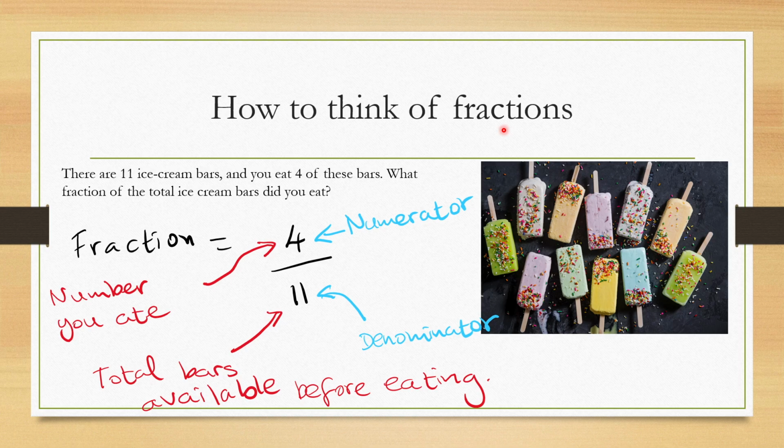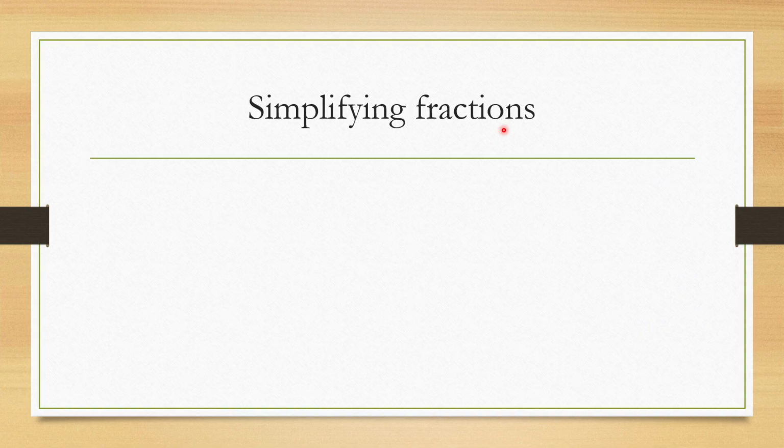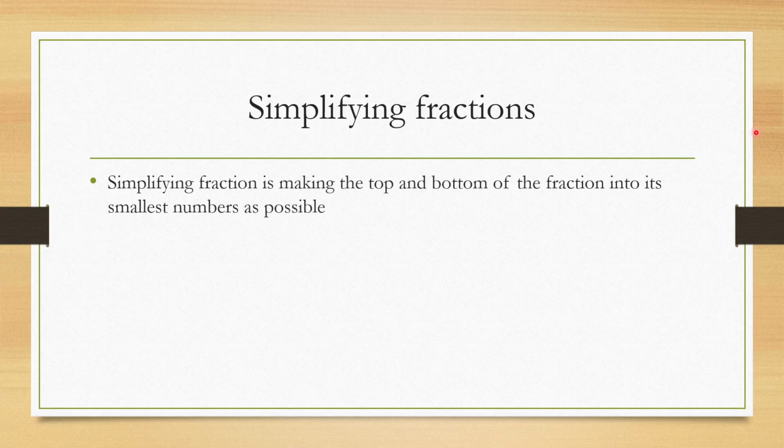So let's move on to simplifying fractions. What does it mean when you're simplifying a fraction? Simplifying a fraction is when you're making the top and the bottom of the fraction into the smallest numbers possible. When you're doing this, you can't just say, I'm going to put 1 on top and 1 on the bottom, because that would be wrong. Each individual fraction has a different decimal value. So you can't just randomly change everything, and there is always a procedure for when you can actually change it.